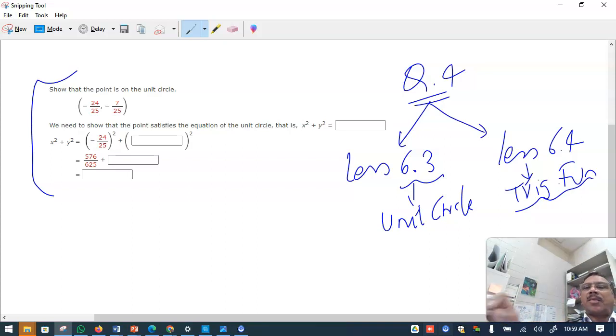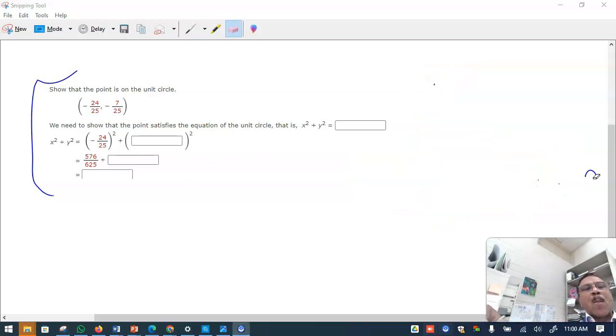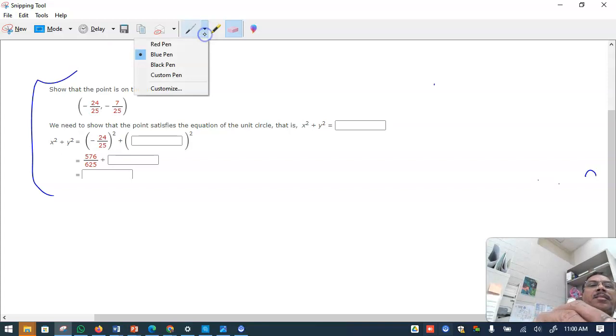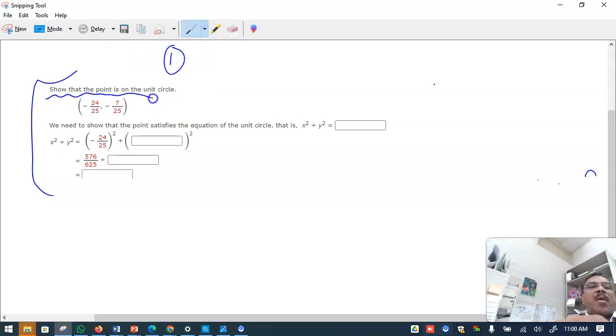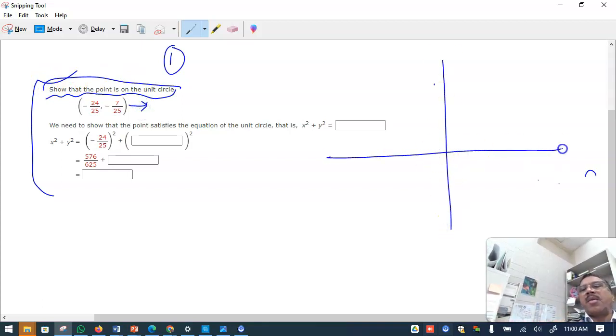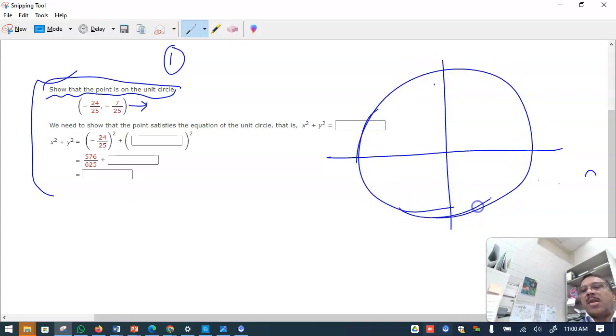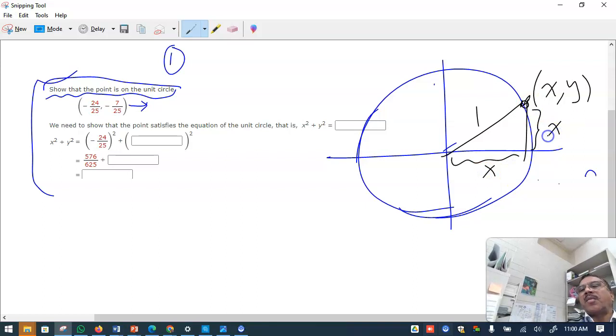So let me go directly to the first one. Let me directly dive into question one, practice problem one. Show that the point is on the circle. So how do we know this is a point on the unit circle? Now, what is the unit circle? A circle with radius 1, and any point on the circle, if there is a point (x, y) on the circle, and this is 1, so this is x and this is y. So we can see that x squared plus y squared is always equal to 1.